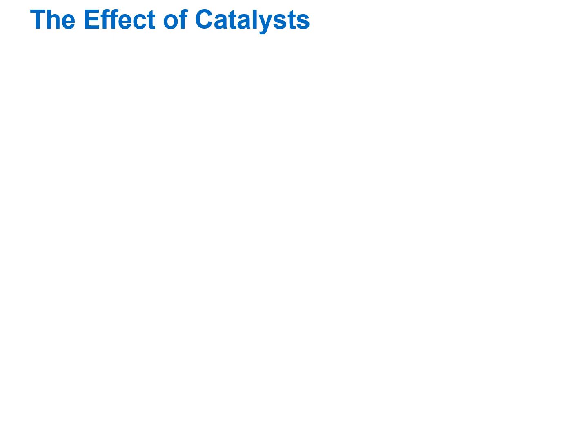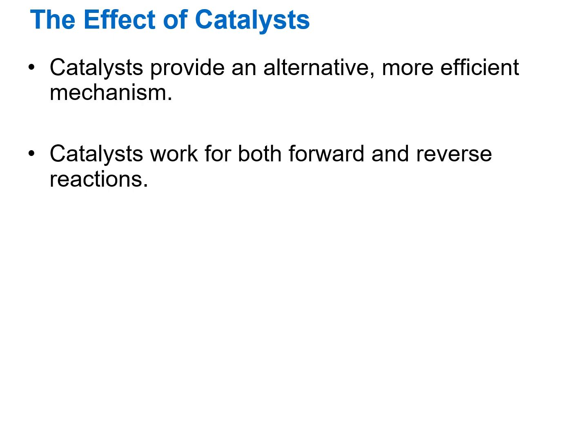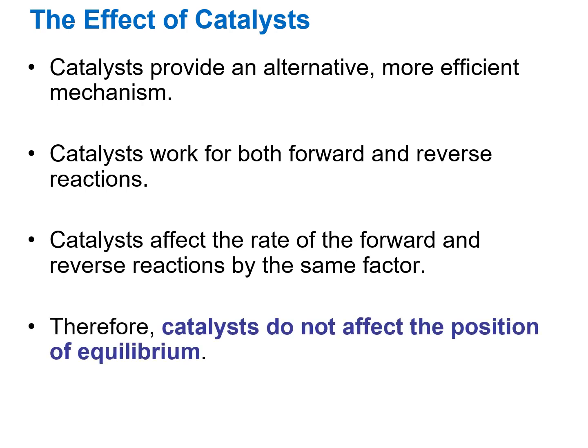Now, we've talked a little bit about catalysts. What is the effect of a catalyst on equilibrium? Well, catalysts are going to provide an alternative, more efficient mechanism, and they're going to work in both forward reactions and reverse reactions. Catalysts affect only the rate that the reaction occurs, and therefore catalysts do not affect the position of the equilibrium. They only affect how quickly you get there.